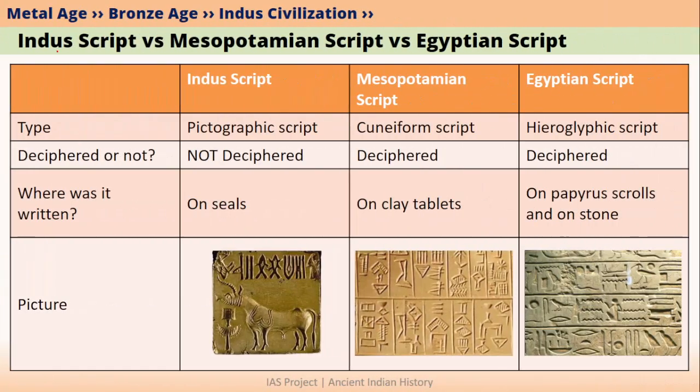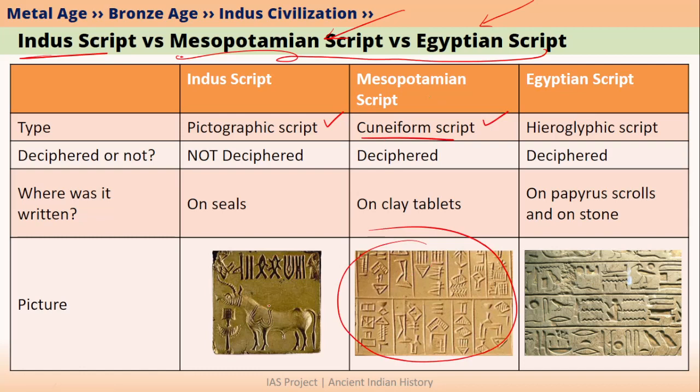So when we talk about Indus script, it is very important that we compare the Indus script with contemporary scripts. For example, let's compare it with Mesopotamian script as well as Egyptian script. If we talk about Indus script, then it was a pictographic script. But Mesopotamian script was cuneiform script. You can see cuneiform script in this picture here. And Egyptian script was basically a hieroglyphic script. So these are called as Egyptian hieroglyphs.